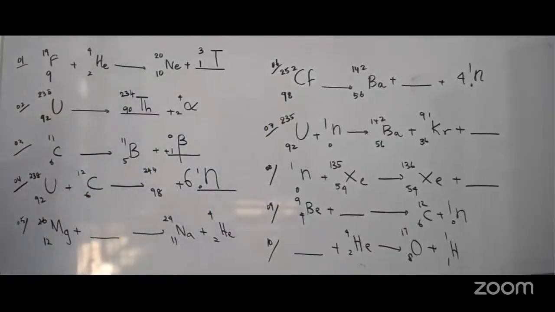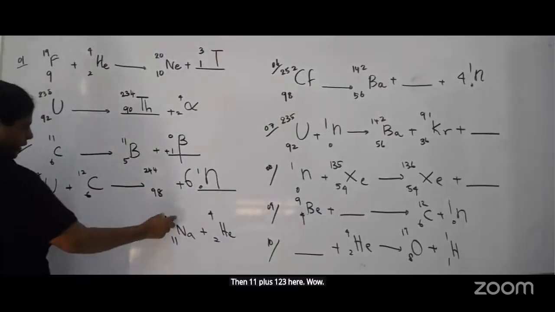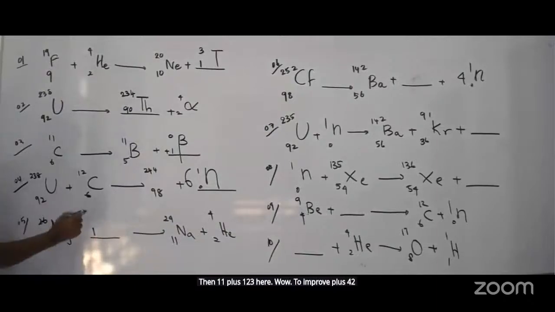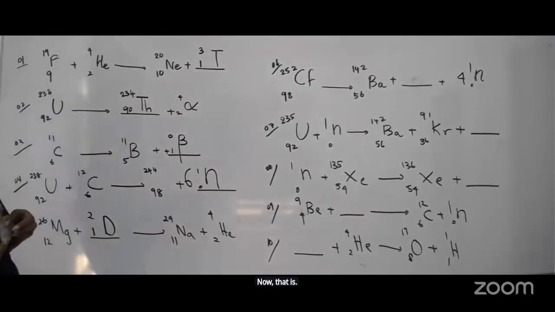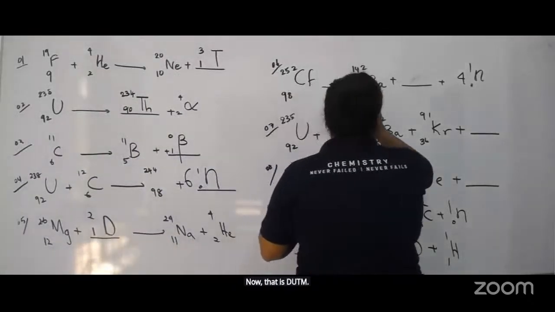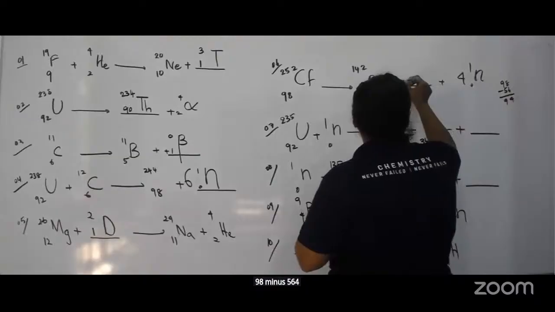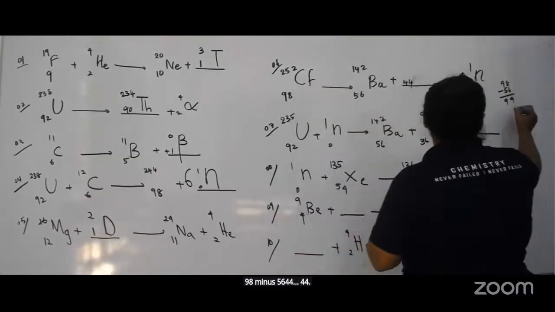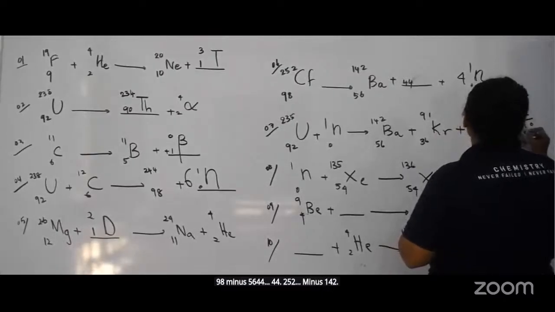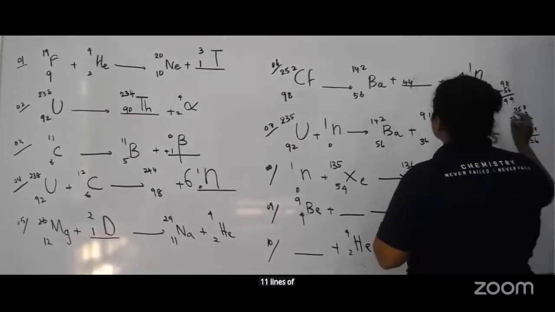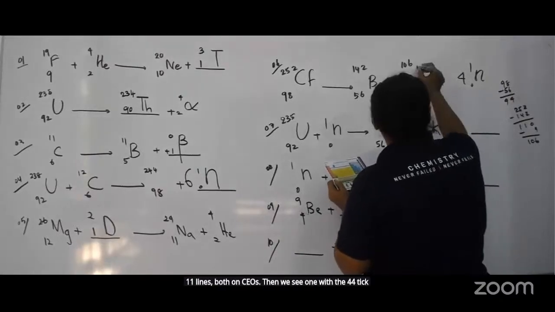And then 11 plus 12, 13. Here 1. 24 plus 4, 28. Here 2. Now that is DUT here. 98 here 56. 98 minus 56, 44. 252 minus 142. 111 minus 4, 106. The missing one with the number 44 is ruthenium.